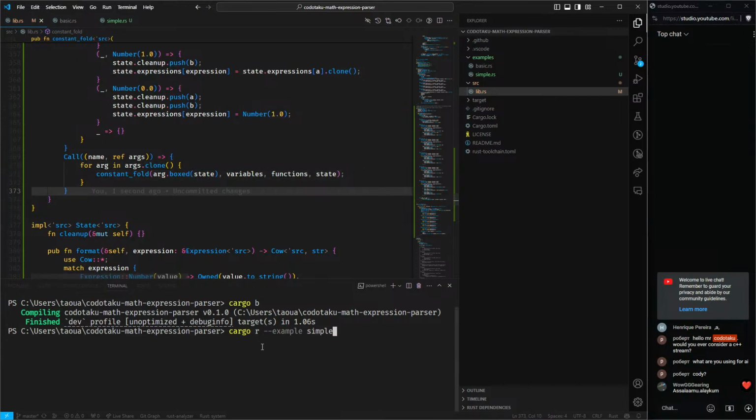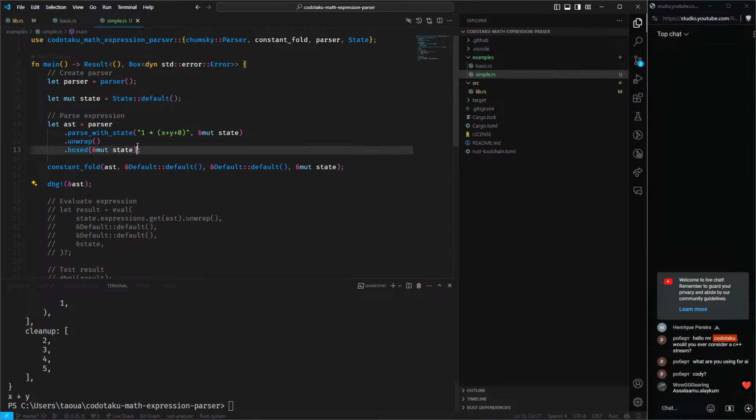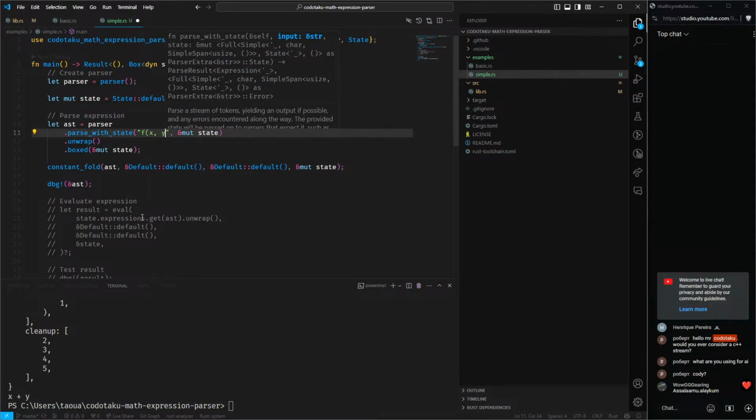Yeah, anyways, let's see, I guess. So yeah, this simplifies to x plus y. Okay, let's try something interesting. What if we have f(x, y), right? Or f of x, anyways.